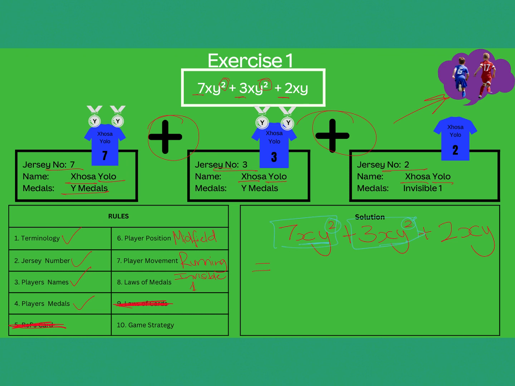And when I add them, I add the jersey numbers. So it will be 7 plus 3, which is 10. Keep the names and the medals. And the third player will just remain by himself. And that is our strategy.